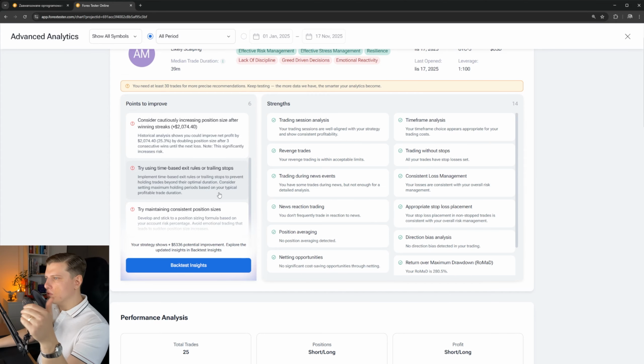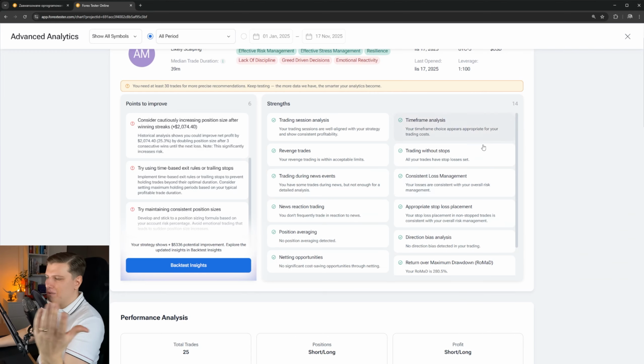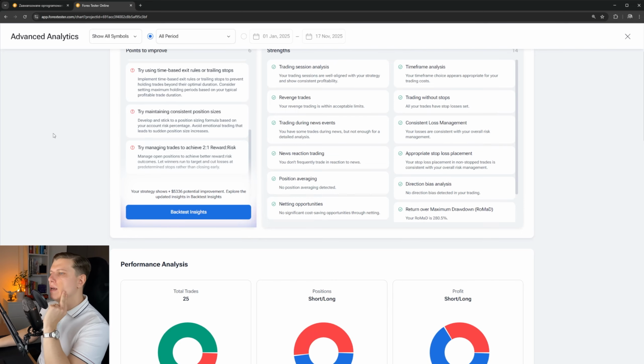Implement time-based exit rules or a trailing stop to prevent holding trades beyond their optimal duration. And this is something pretty important, to be honest, because these trades were closed significantly earlier than the average trade duration. Yeah, that's true, of course, but we closed it because we saw that the market is basically going against us. So this is not something that will actually help us.